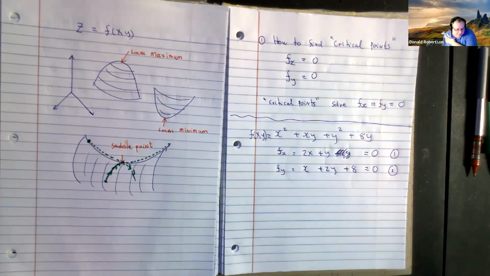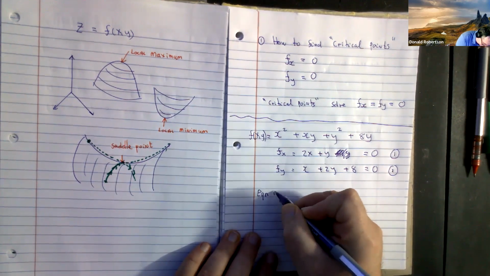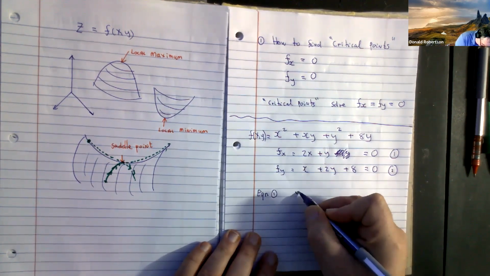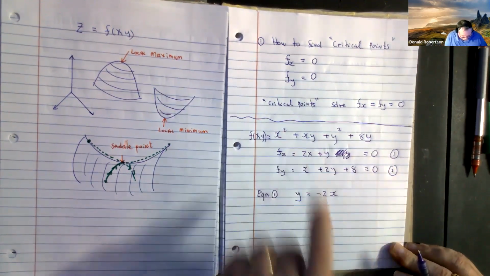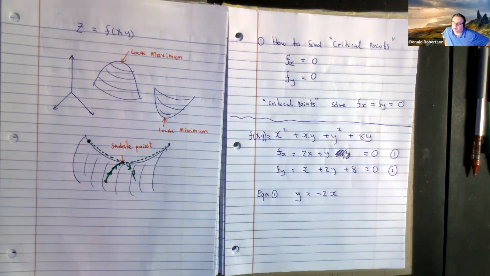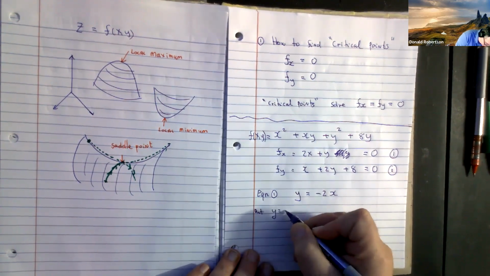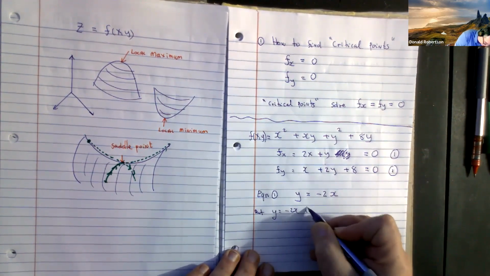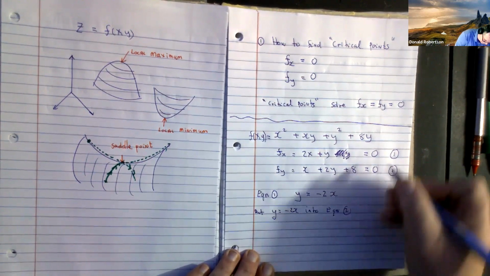So hopefully you can recognize it as a system of two equations. I'm going to take equation 1, and I'm going to rearrange it and say that y equals negative 2x. I could have solved this by the addition method, but I'm going to do the substitution method. And then I'm going to put that y equals negative 2x into equation 2. So that's how I'm going to solve this system of equations.